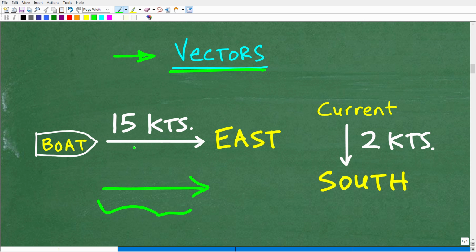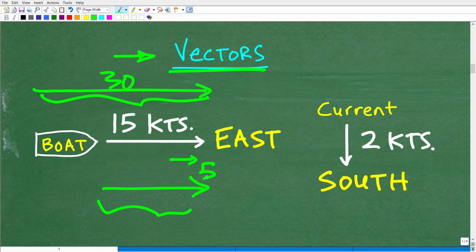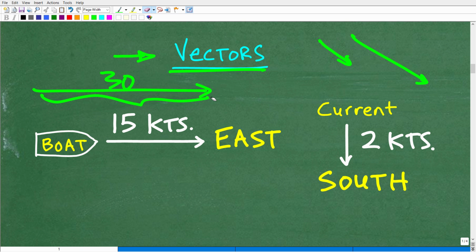So if this is 15 knots, if we double the length of this arrow like this, this would represent 30 knots. If we made this arrow real small like that, maybe that's like 5 knots. But we also have to account for the direction of this arrow. The arrow is pointing due east, and that makes a difference. So basically, a vector is accounting for direction and speed. So this vector is different than this vector. Real basic concepts of vectors, and we're going to see how we use them here in a second.